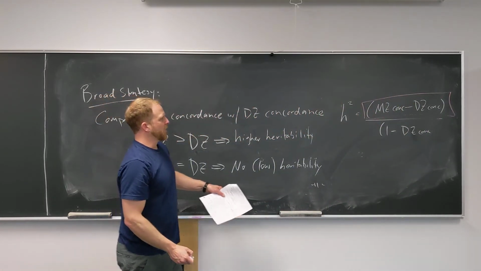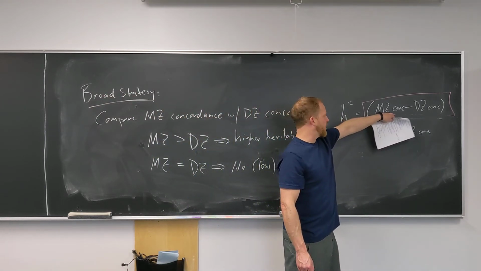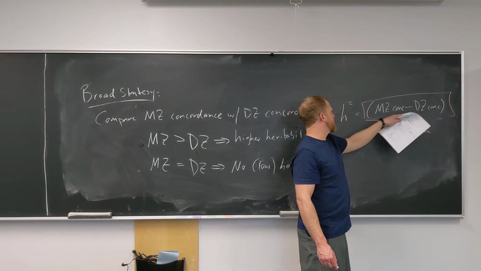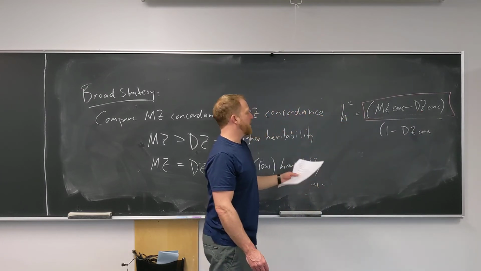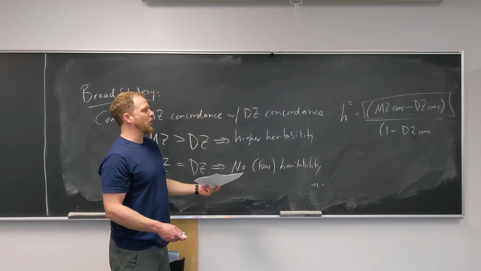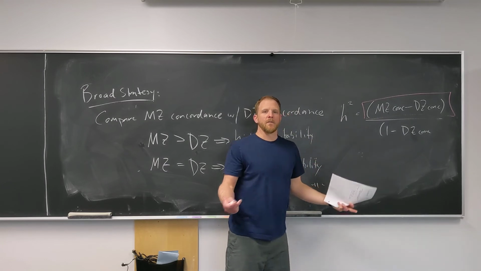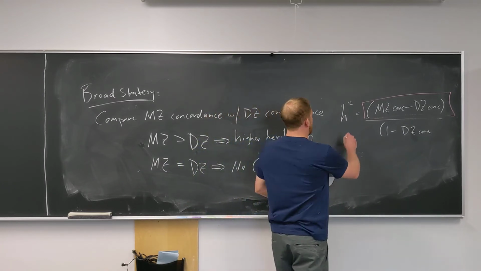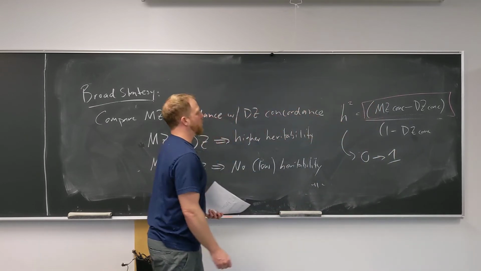Okay, so as this number gets bigger, so again, if this monozygotic concordance is much larger than dizygotic concordance, then this h squared gets bigger. But as this approaches 0, so if the monozygotic concordance and the dizygotic concordance are the same, this goes to 0, this h squared goes to 0 as well. Okay, so you can still measure this h squared on a scale of 0 to 1.